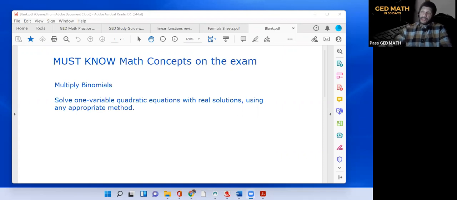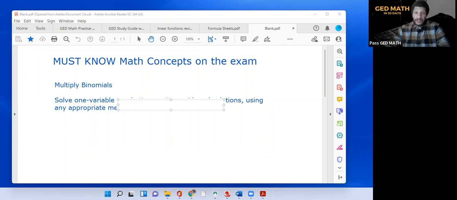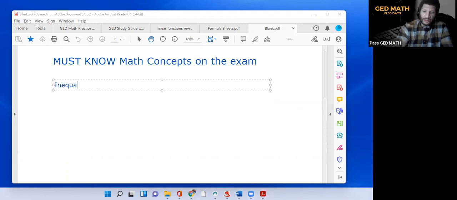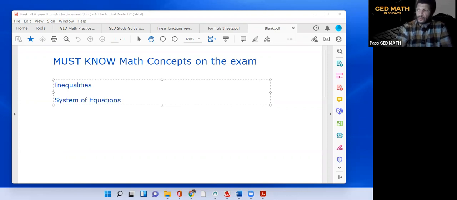And then the last thing that's guaranteed on your exam are these two. And these are a little bit more difficult. Matter of fact, let me just go here. And you know what? I can just go like this. Inequalities and system of equations. Okay. These are the guaranteed ones.